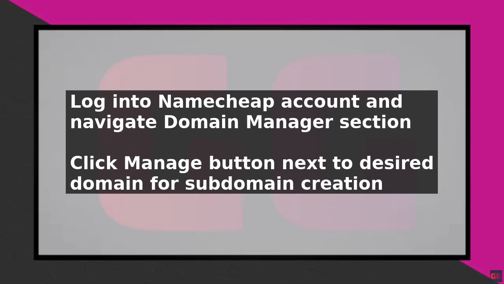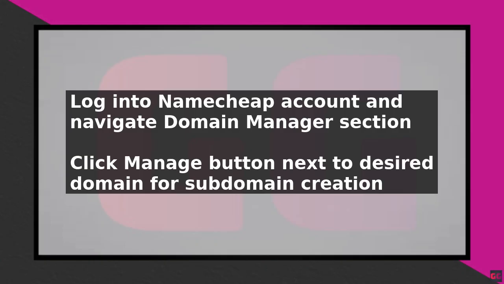To get a subdomain on Namecheap, start by logging into your Namecheap account and navigating to the Domain Manager section. Here you will see a list of all your registered domains. Click on the Manage button next to the domain you want to create a subdomain for. In the Domain Manager section, click on the Advanced DNS tab.